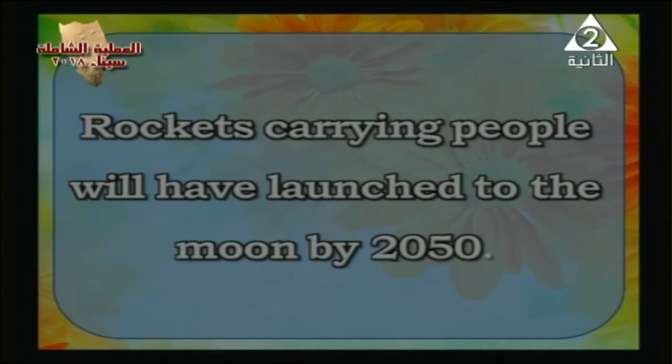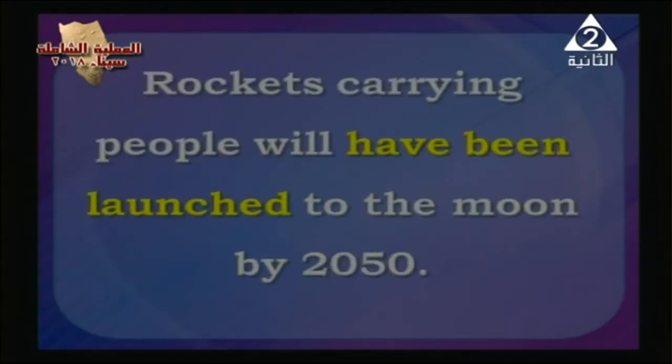Rockets carrying people will have launched to the moon by 2050. Of course, rockets carrying people will have been launched, because they are the ones the event will happen to, not the ones who will do the event. Therefore, the subject at the beginning of the sentence is already the object of the real sentence that we have.